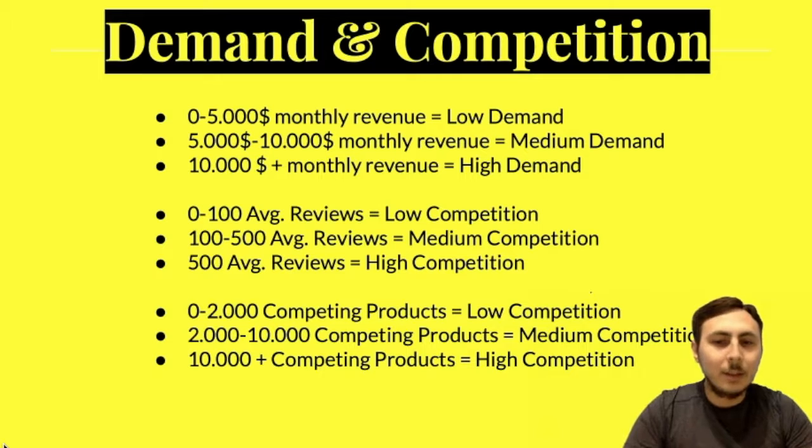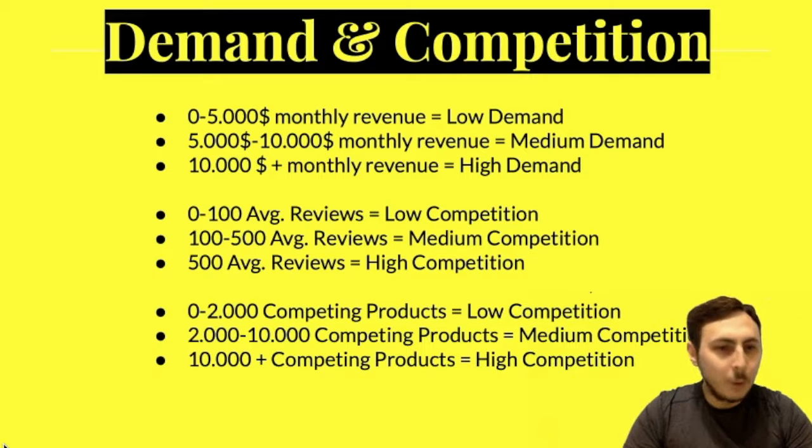Okay, let's look at the competition level of products. We can determine competition level with average review count and the number of competing products. If average review count in the first page is under 100, it means low competition. 100 to 500 means medium competition, and over 500 means high competition.